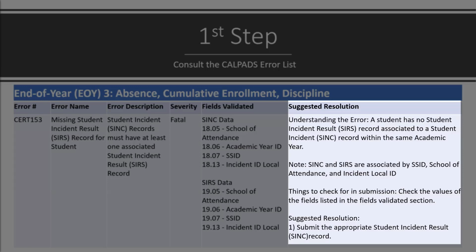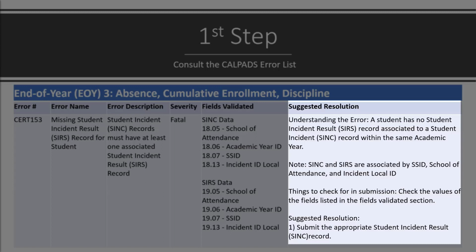So let's look at the note. SINC and CERS are associated by SSID, School of Attendance, Incident Local ID. We went over that. At the very bottom, it says submit the appropriate student incident result record, right? So, you know, that's probably the most common solution. Perhaps you submitted a student incident record that didn't need to be submitted. So deleting the student incident could be a method of resolution as well.